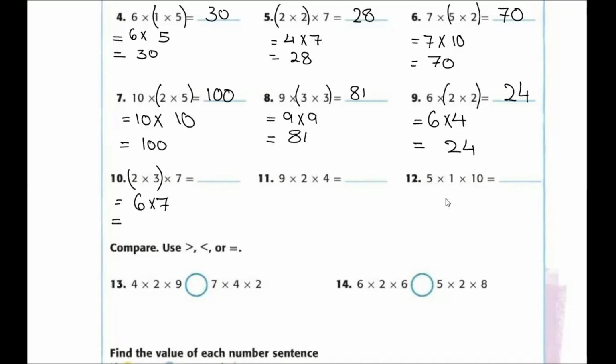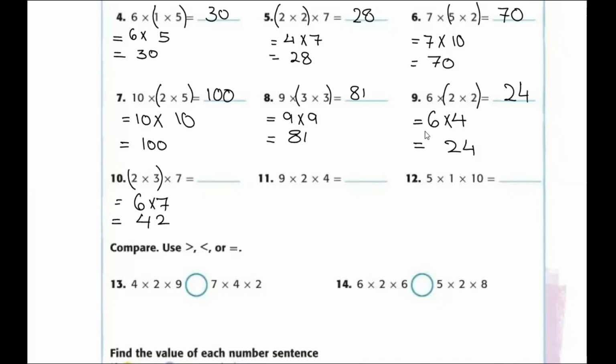Ahmed Raza? 6 times 7 equals 42. Okay. Solve with me question number 11, please.